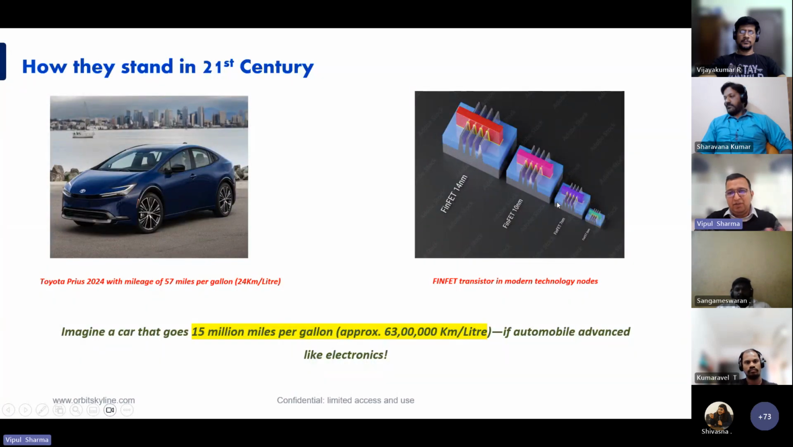Okay, this is a hypothetical comparison. If the automobiles would have made the same progress which the transistors have made in the last 120 years, so if we take the same measure of improvement or factor of improvement, then ideally the mileage of this car should have been this much. That is 63 lakh kilometer per liter. Can you imagine? So this is the factor of improvement which transistors have made over 120 years. This is a hypothetical comparison, but just to give you an idea, this is the amount of improvement which transistors have made in the last 120 years.